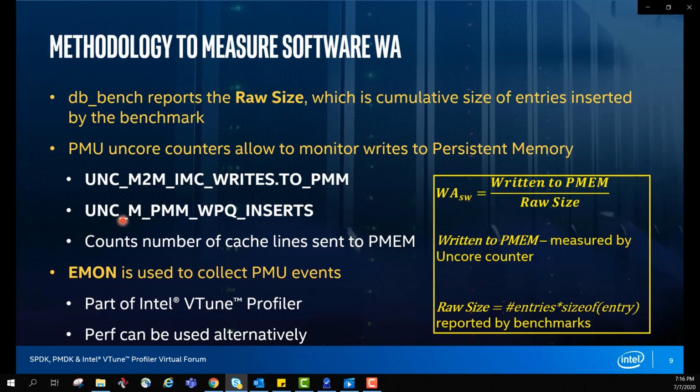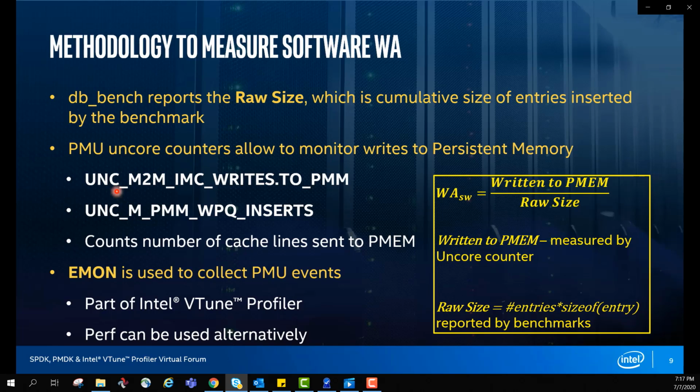The other question is, how can I tell how worn out my persistent memory module is? Sorry, can you repeat? How can I tell how worn out my persistent memory module is? Are there any tools to basically figure that out? So you mean for configuration? I think there is a tool called NDCTL, right?